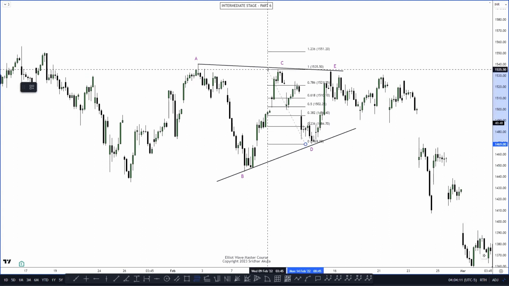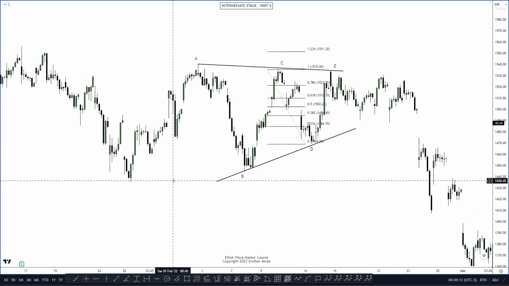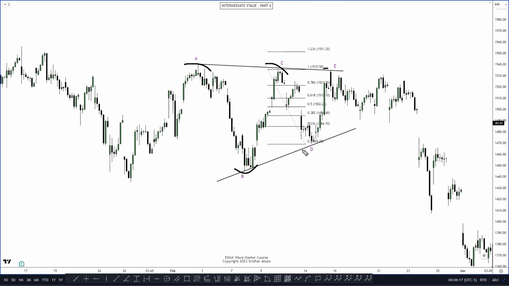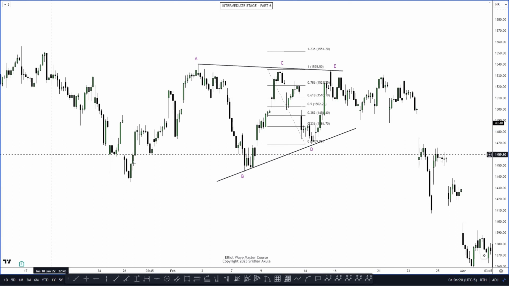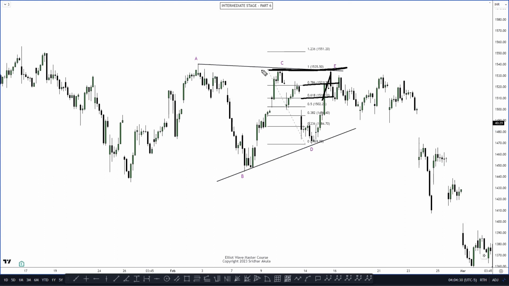What is it making? It is making lower highs and higher lows. So for you, it is confirmed, yes, it's a triangle now. Here, very clear, 78 to 60%, you expect wave E to come. Yes, it can go beyond that, no problem, but it should not cross your wave C high. Okay, so this is done.